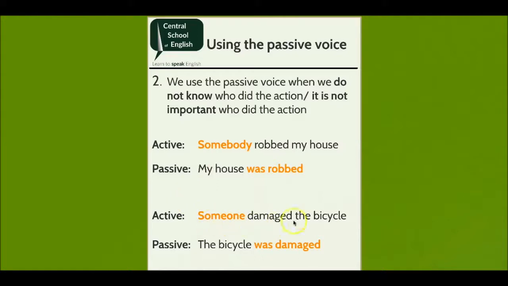Here is another example. "Someone damaged the bicycle." This sentence is in the active voice. However, we do not know who is responsible for damaging the bicycle. In this case, we can use the passive voice. We can say, "The bicycle was damaged."